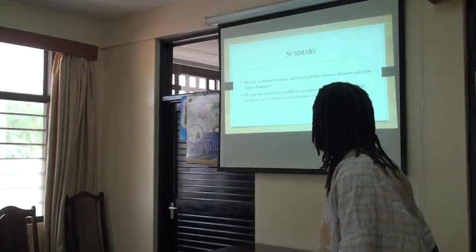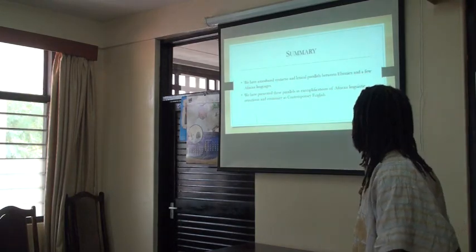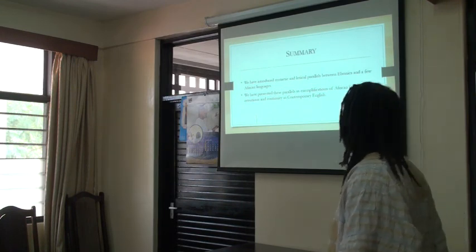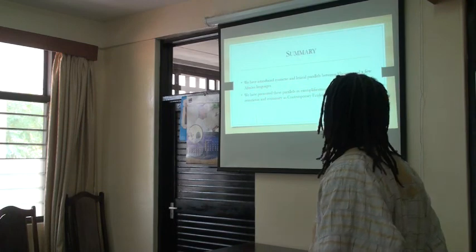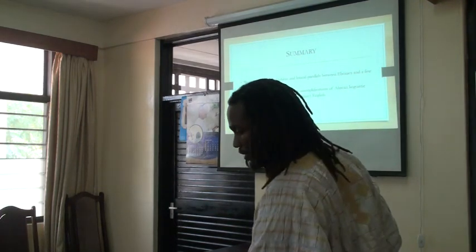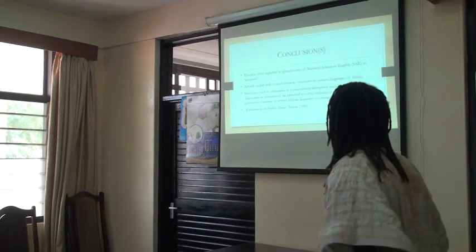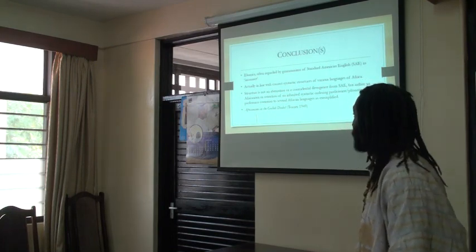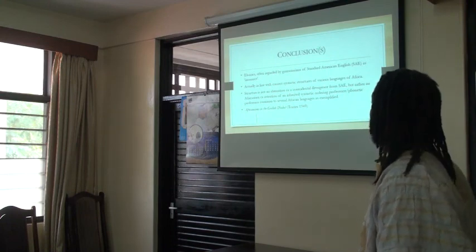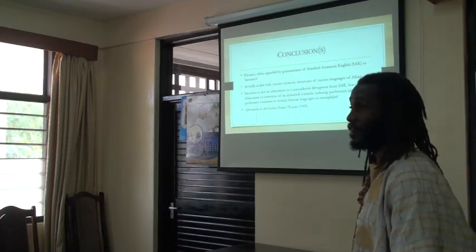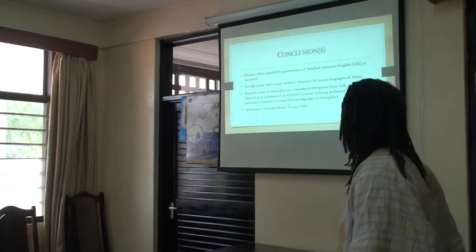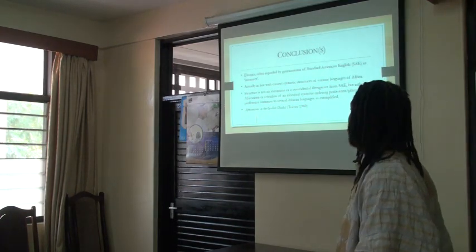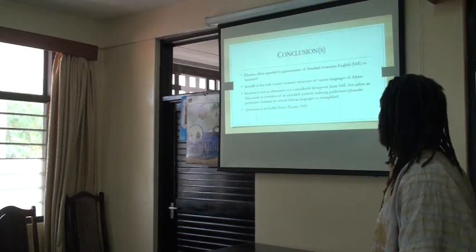So in summary, we've introduced syntactic and lexical parallels between Ebonics and a few African languages. And we've presented these parallels as exemplifications of African linguistic retentions and continuity in contemporary English as manifested in Ebonics. In conclusion, Ebonics is often regarded by grammarians of standard American English as incorrect. However, what we see is that they're actually in line with correct syntactic structures of various languages of Africa, particularly West Africa. And this structure is not an aberration or coincidental divergence from standard American English, but rather an Africanism or retention of an inherited syntactic ordering or preference, also phonetic preference.